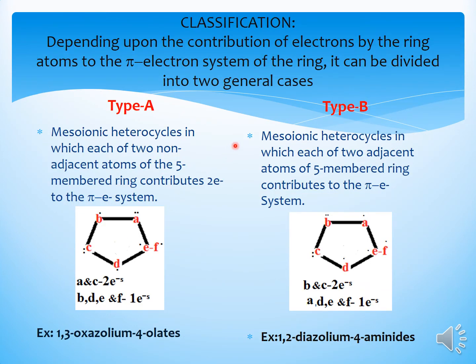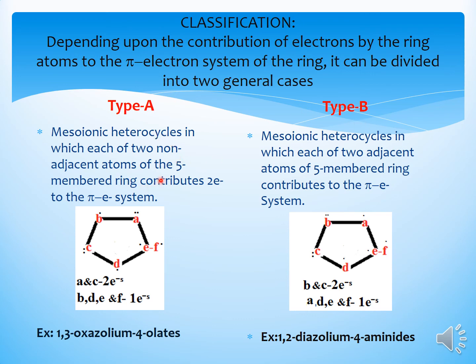If you have any doubts, you can ask me. Then moving on to classification. Here it depends on the contribution of electrons by the atoms to the pi electron system. So how many electrons will be shared, which atoms are contributing how many electrons to each other. Okay, so there are 2 types, type A and type B.